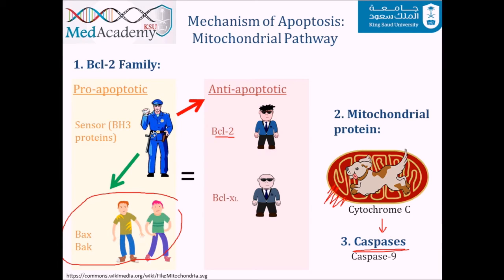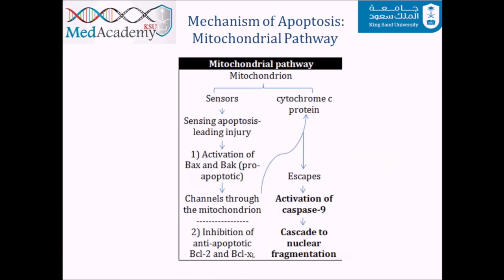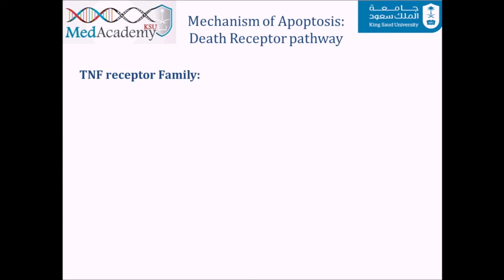And basically, caspase number 9 is the caspase that's going to start a cascade of nuclear fragmentation. And nuclear fragmentation is going to lead to apoptosis eventually. So this is basically the mitochondrial pathway, and this is how it is summarized in this schedule. Okay? The second pathway, which is the death receptor pathway, is way easier.